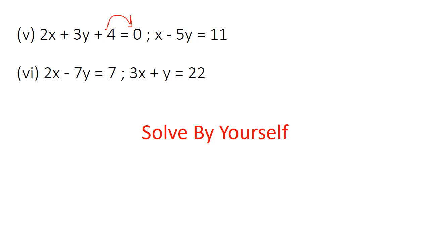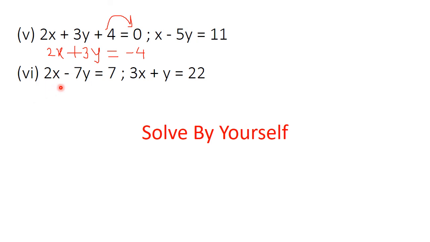And then you will get the equation as 2x plus 3y is equal to minus 4. Okay. So now this is converted to standard form and then you can number it as 1 and you can number this as 2. And then if you multiply equation 2 by 2, then here the coefficients will be equal. And then after subtracting, you will get the answer.